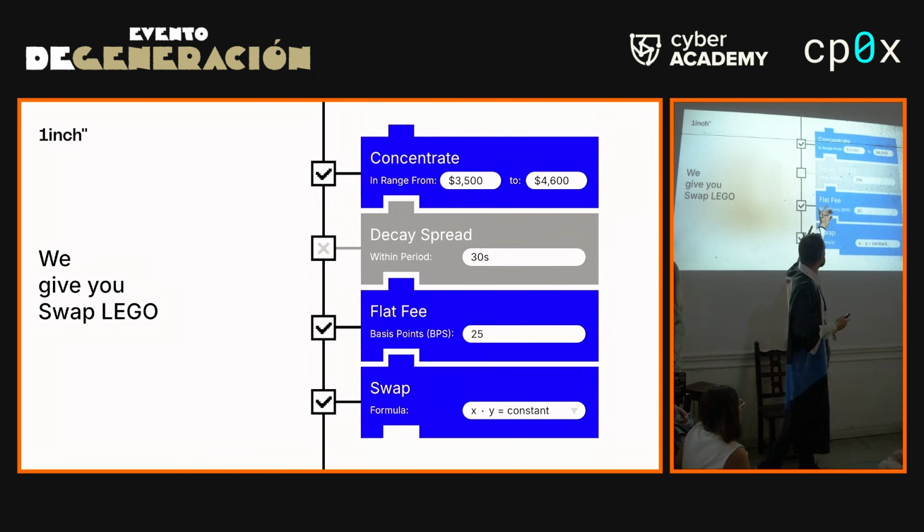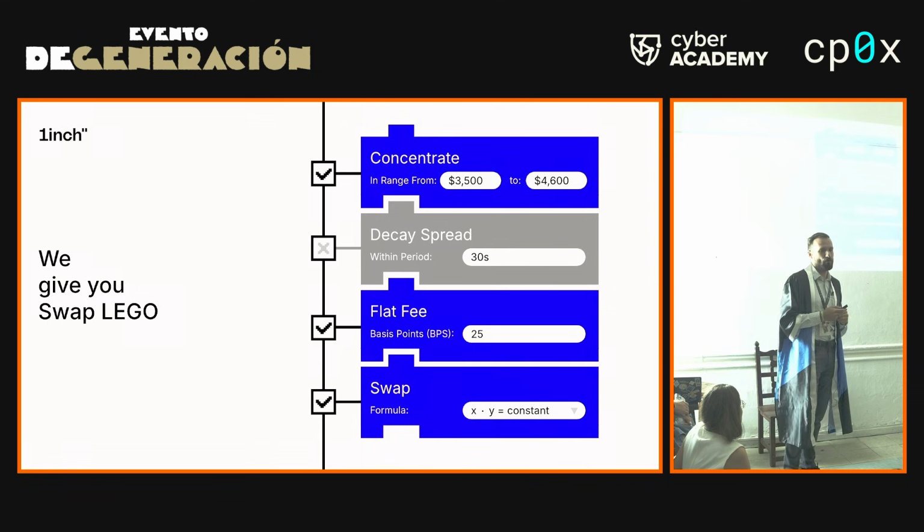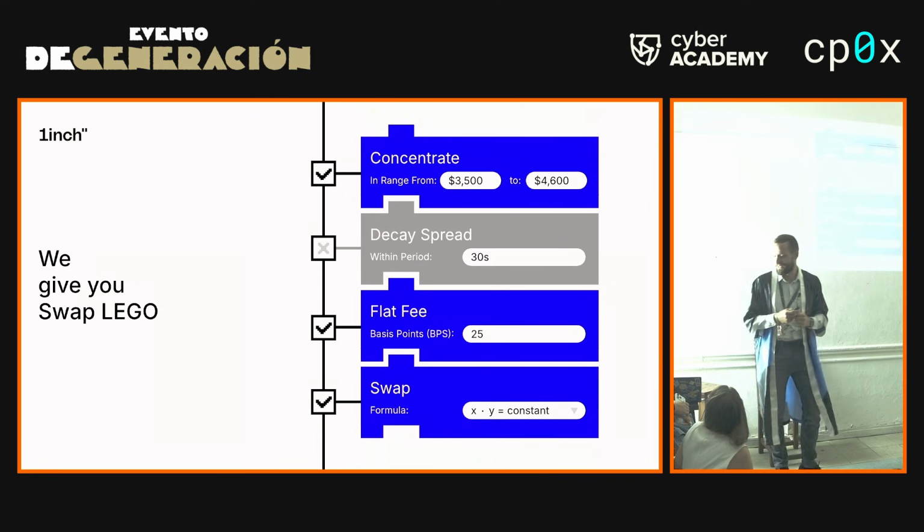And there is a decay spread. Now it's disabled, just for example. But what is decay spread? How many people ever heard about MoneySwap? Oh, few. Okay. Oh, that's better. Thank you.